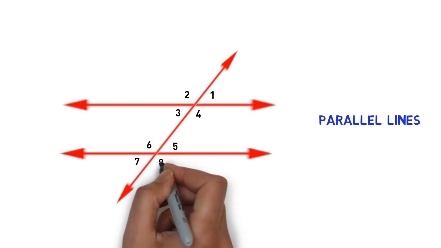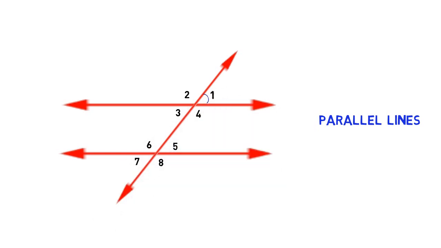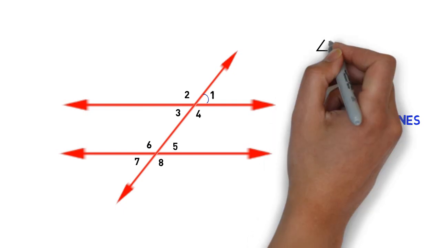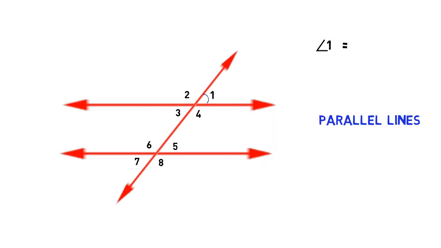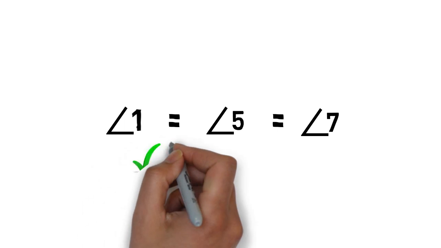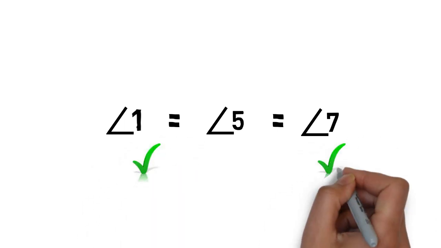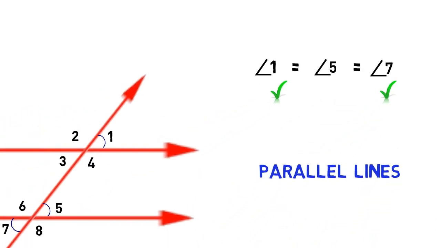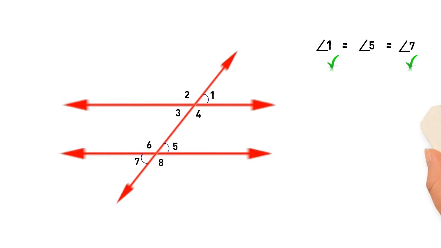Now in this case I can say angle 1 is equal to angle 5. How? Based on the corresponding angle postulate. And I can also say angle 5 is equal to angle 7 based on the opposite angle theorem. So let's consider this. Angle 1 is equal to angle 5, which is equal to angle 7. So based on these three, I can say that angle 1 is equal to angle 7. So this is called the alternate exterior angle theorem.